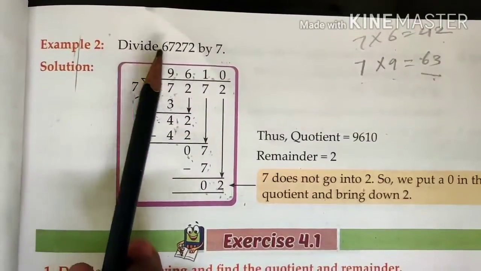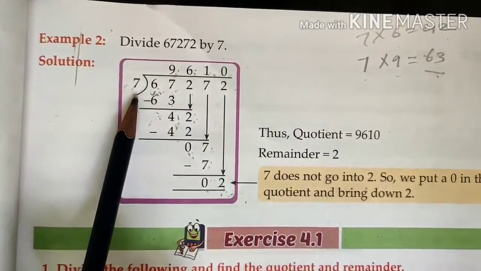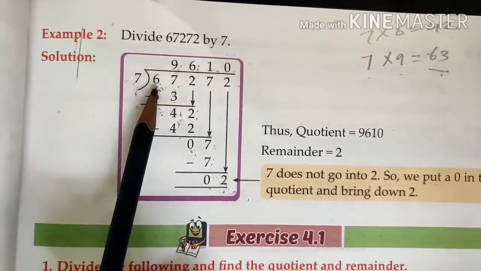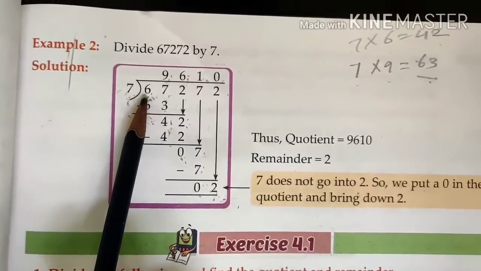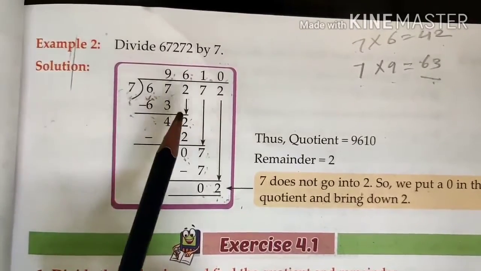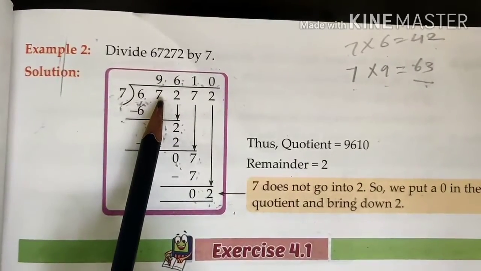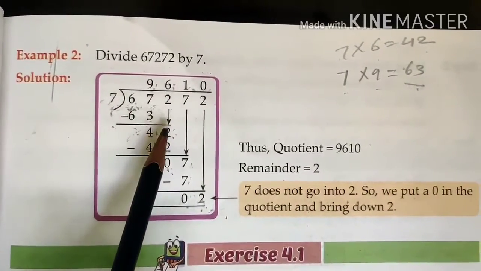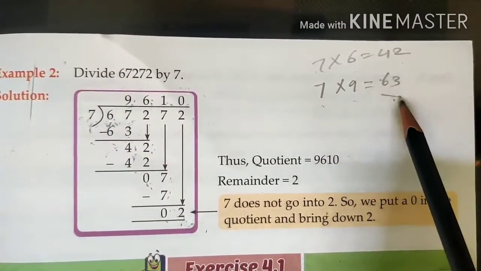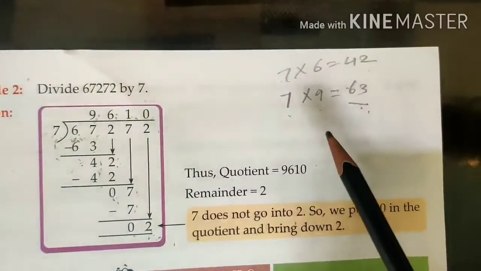Next example, divide 67272 by 7. Now 7 is our divisor and 67272 is our dividend. Let us see the first digit, that is 6. But 6 is smaller than our divisor, 7, so division is not possible. So we are taking two digits, that is 67. Let us see how many 7s are there in 67. Say the tables. Then we got 7 9s are 63. We should always take the smaller number which we have.